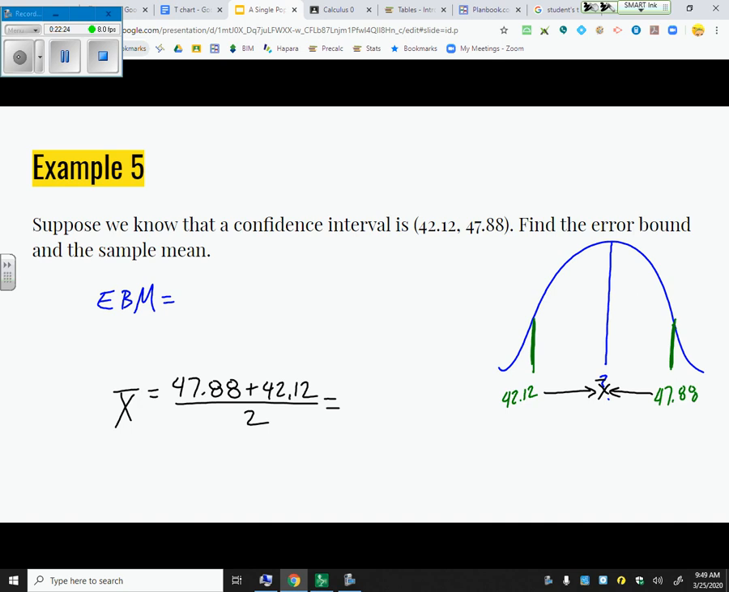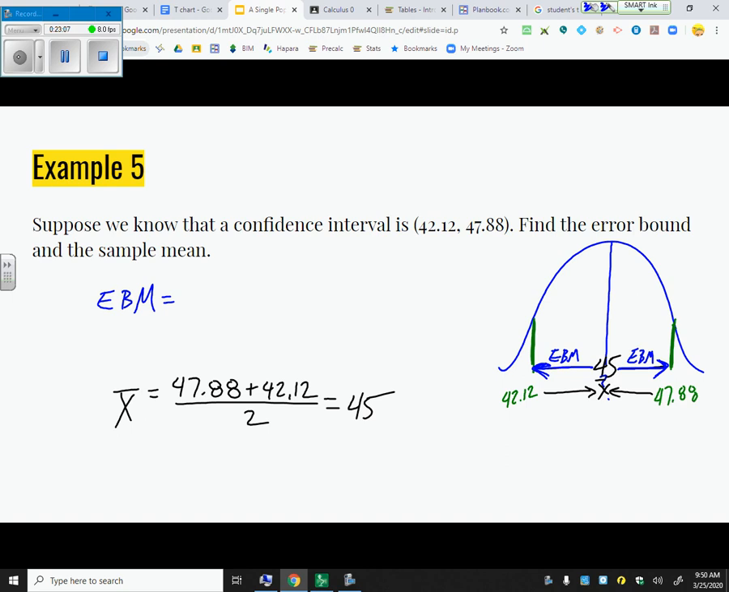I'm wanting to know what's smack dab in between them. 47.88 plus 42.12, well, of course that gives me 90. It gives me something really nice, 45 in this case. So that means that this middle number right here was 45. And my EBM is just how far out I go in each direction. There's a positive EBM where I went to the right, and then there's a negative EBM where I went to the left. I just want to know one of them.